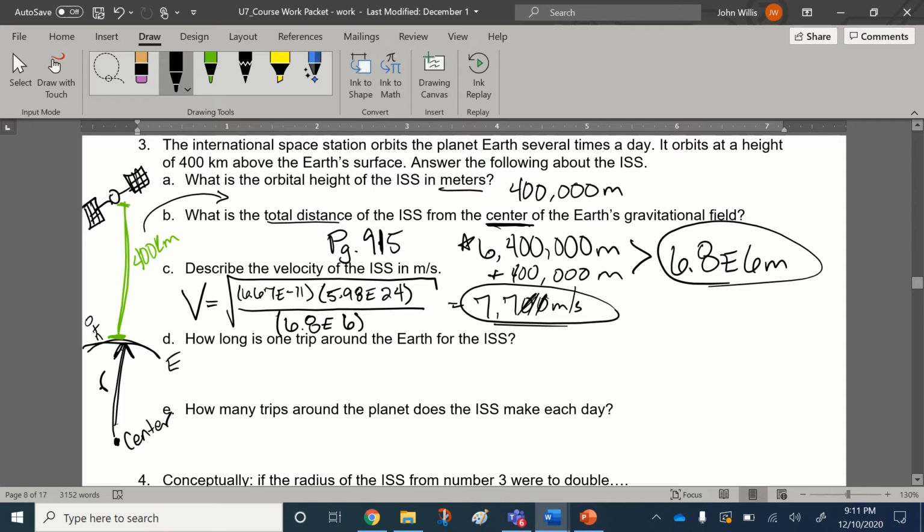Then when we go to calculate the period, how long does it take the International Space Station to do this? Remember, that equation changes dramatically. Now, radius is no longer in the denominator. It's in the numerator.